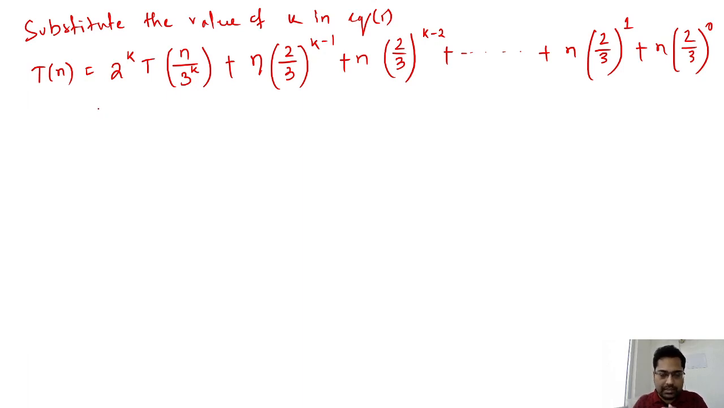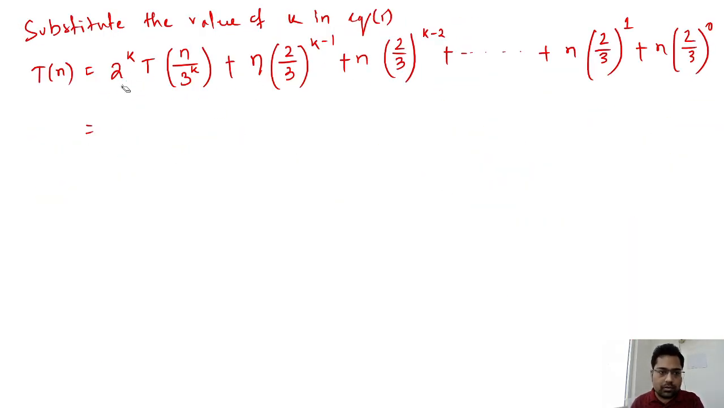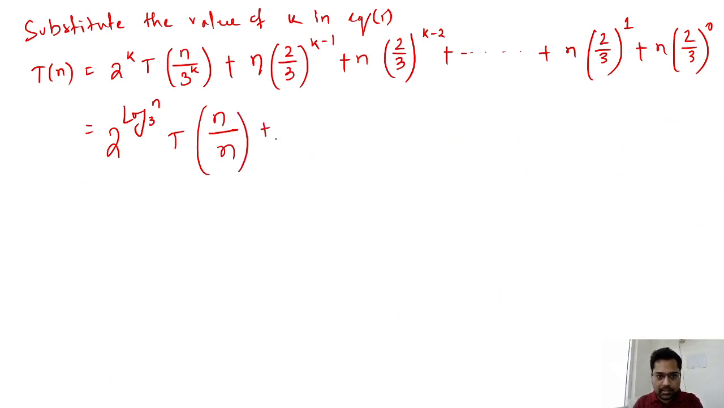Now you are substituting in this equation. Once you are substituting 2 to the power k, the value of k is log n base 3. The k value we are substituting now here, in T, that we said 3 to the power k is n in equation 2. In equation 2 we said n equal to 3 to the power k, so you replace that one. Now you take common, okay, and write as it is.